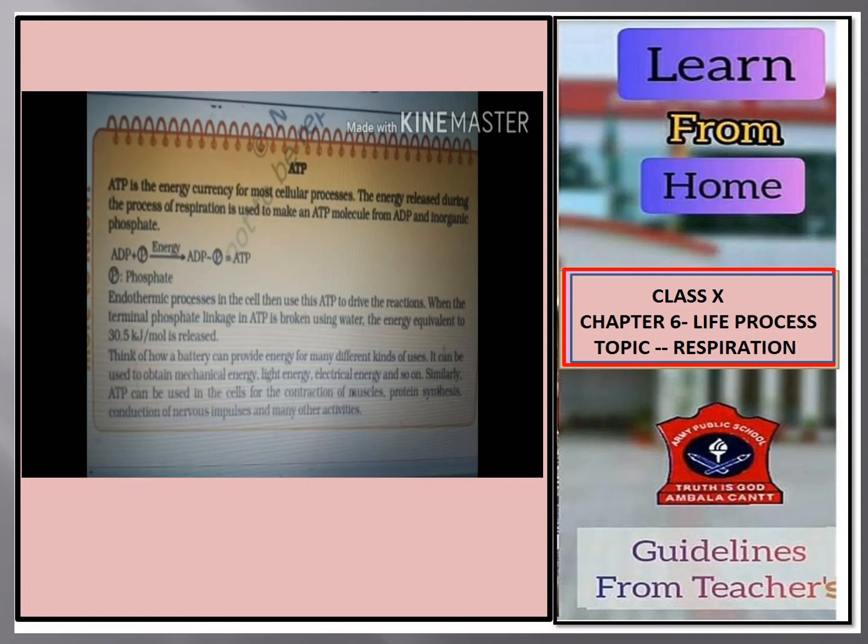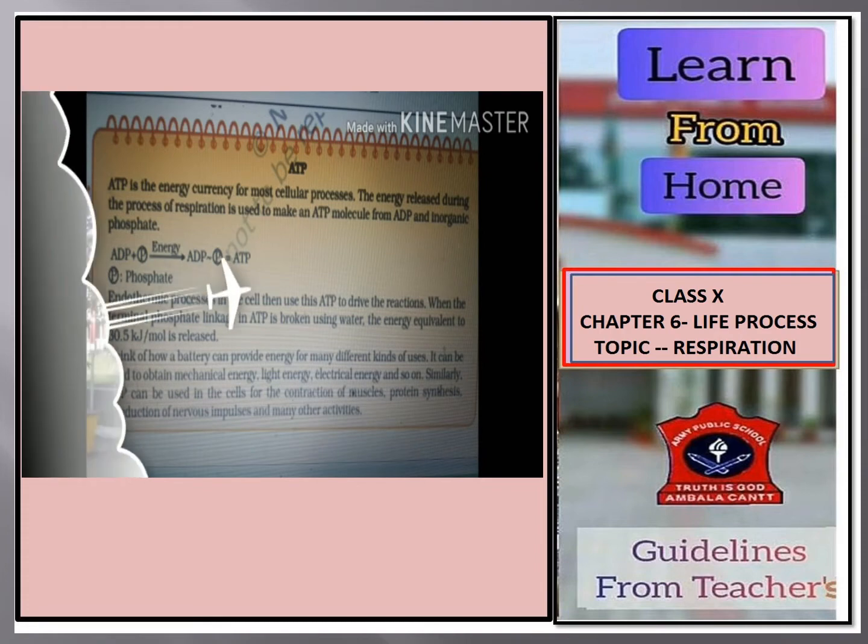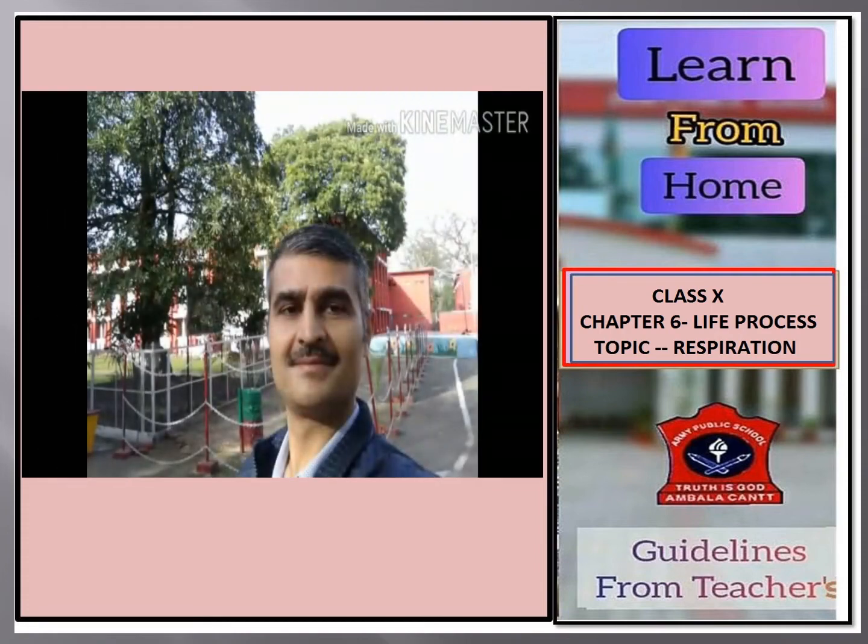The amount of energy released is stored in the cell in the form of ATP, and when it is required, it is changed into ADP, adenosine diphosphate, and this released energy again can be used for various cellular processes.